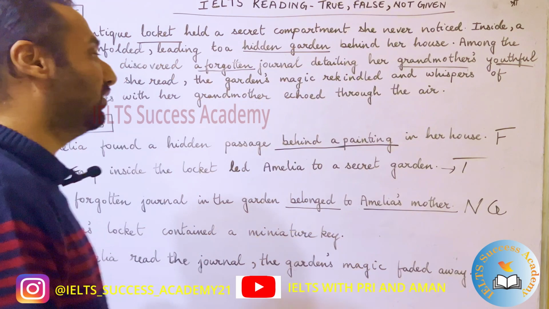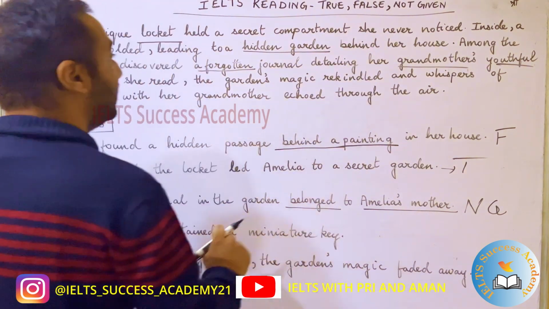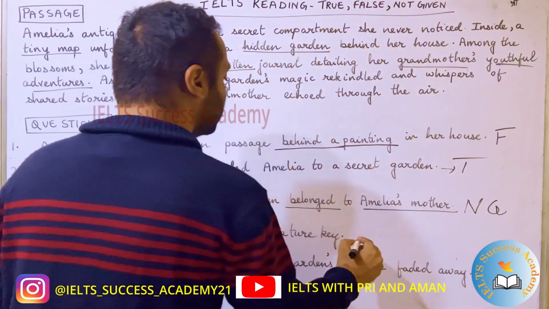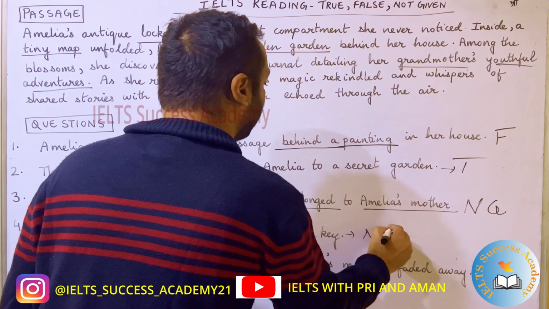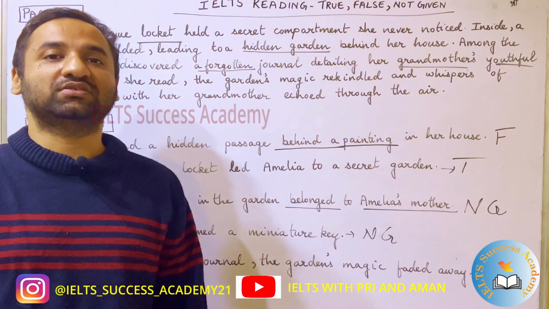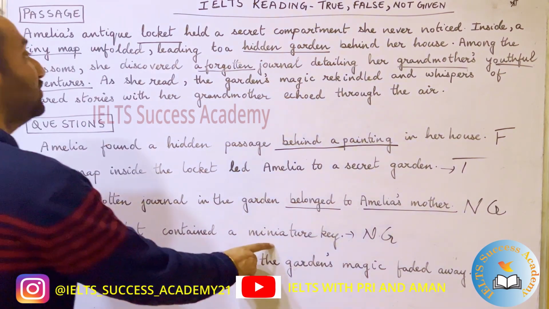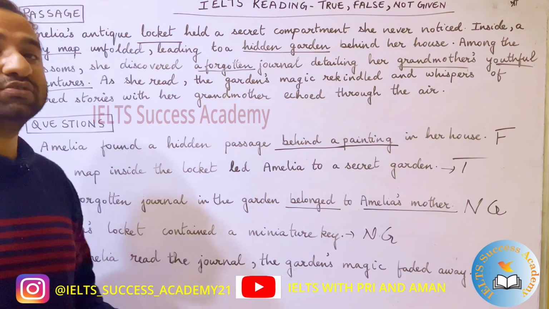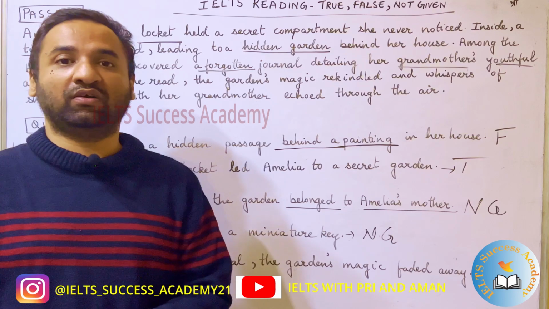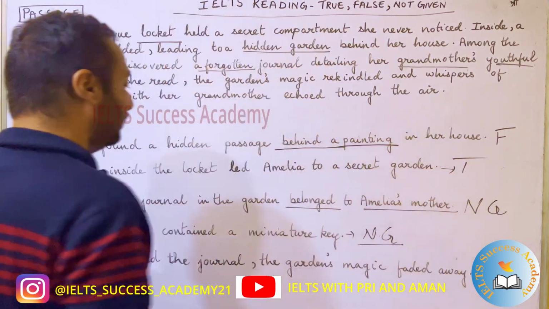Now the fourth question is: Amelia's locket contained a miniature key. This is also not given, because there is no mention of a miniature key. There is no mention that a miniature key was there or was not there. So this is not given.